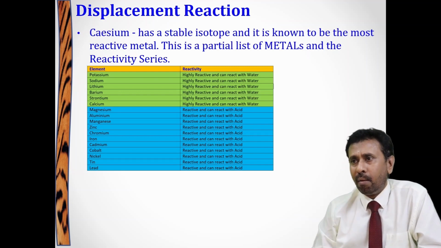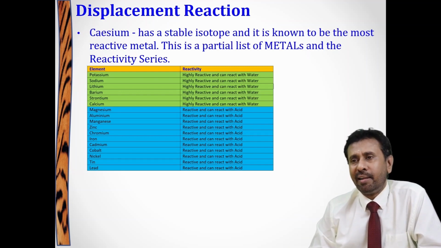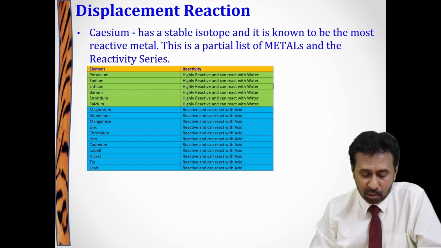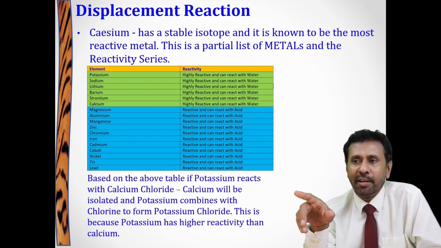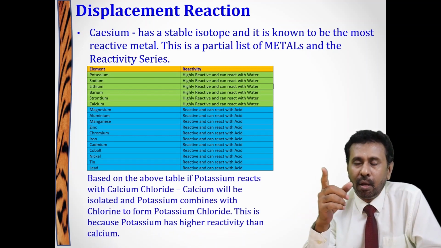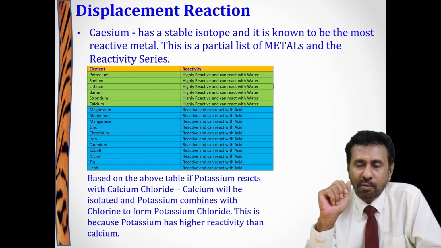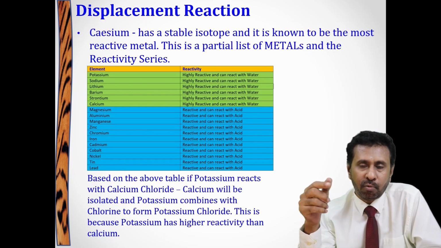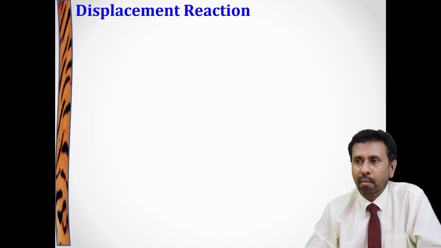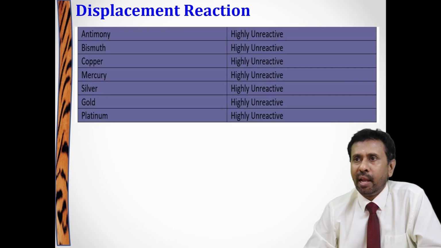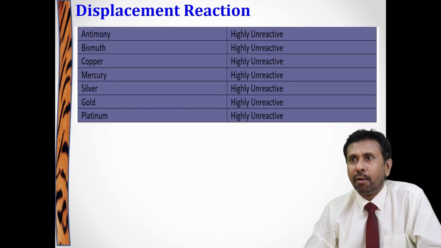So the reactive metals like tin, lead, aluminium, magnesium, manganese, all these, they can react with acid. So based on the above table, potassium reacts with calcium chloride. Okay, potassium is high on reactivity, calcium is low on reactivity. When potassium reacts with calcium chloride, it will replace calcium and it will form potassium chloride. There it goes. And then we have antimony, bismuth, copper, the poor copper, mercury, silver, gold, platinum.